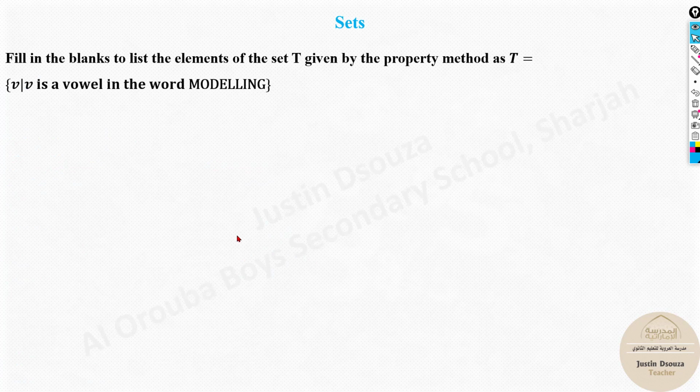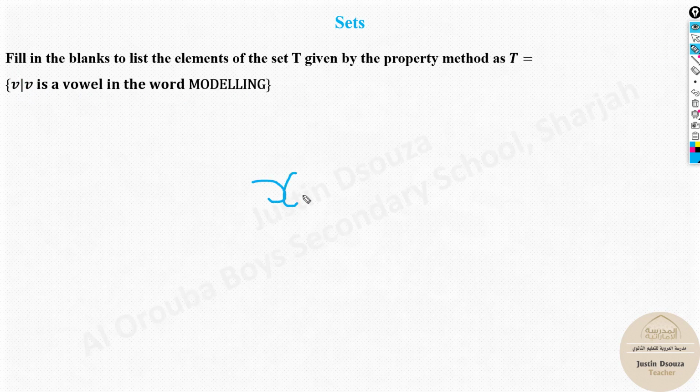And coming to the last problem, fill in the blanks to list the elements of the set T given by the property method as T equals such that V, where V is a vowel in the word modeling. Now this line means such that, or it means what exactly, I'm explaining it.